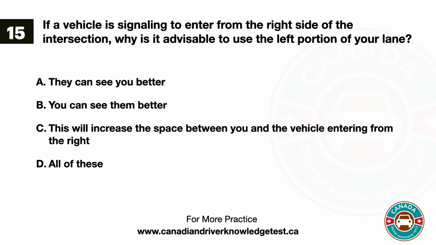Question 15. If a vehicle is signaling to enter from the right side of the intersection, why is it advisable to use the left portion of your lane? A. They can see you better. B. You can see them better. C. This will increase the space between you and the vehicle entering from the right. D. All of these. The answer is C. This will increase the space between you and the vehicle entering from the right.